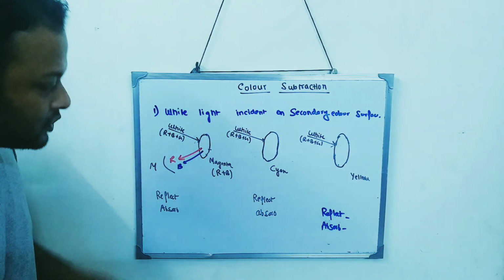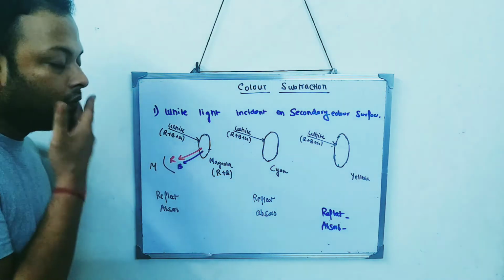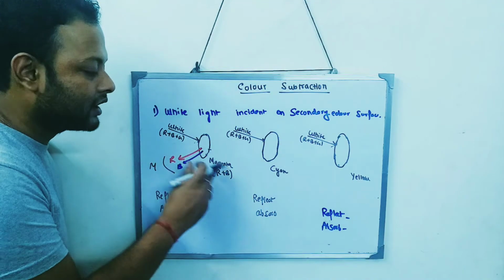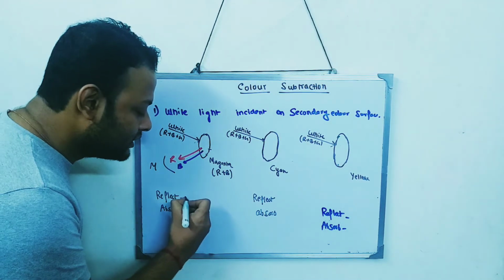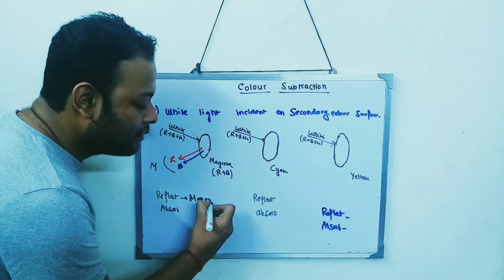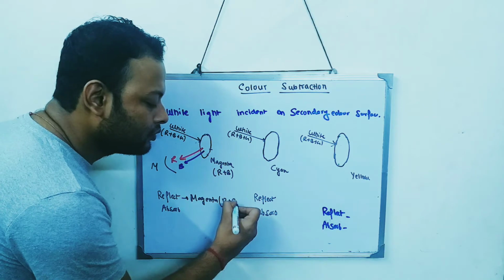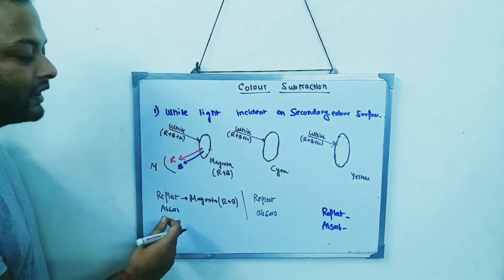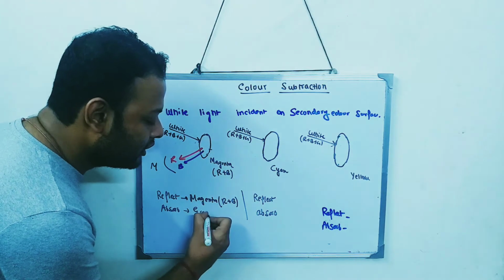So if a white light comes towards a secondary color, what can happen? If a white light is coming towards magenta, then what is getting reflected? Magenta is getting reflected. And magenta means red plus blue. And what is getting absorbed? The other color. The green color is getting absorbed.